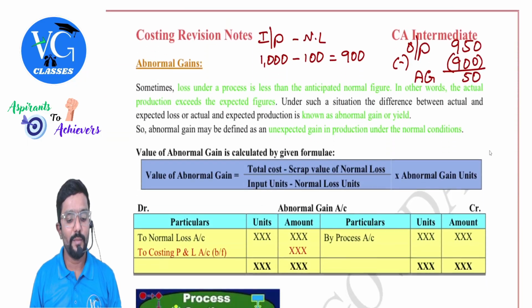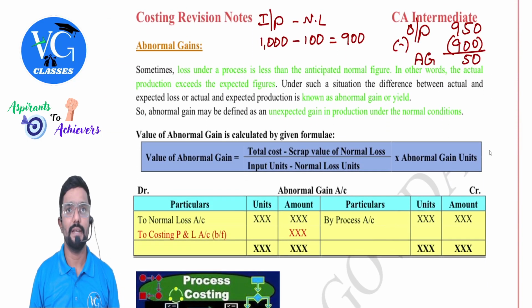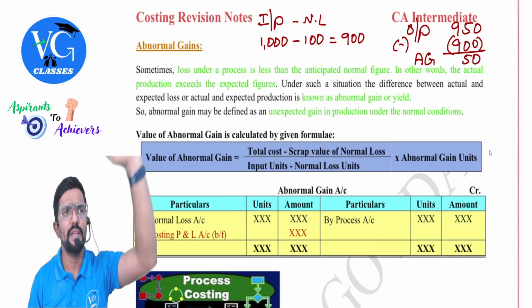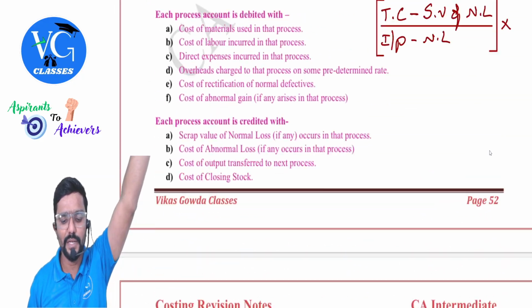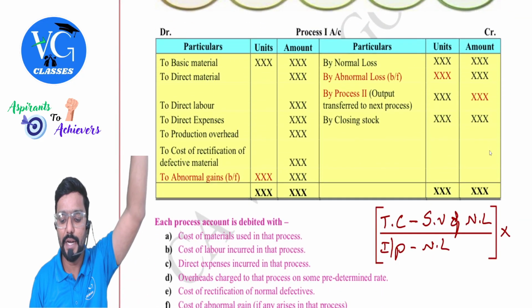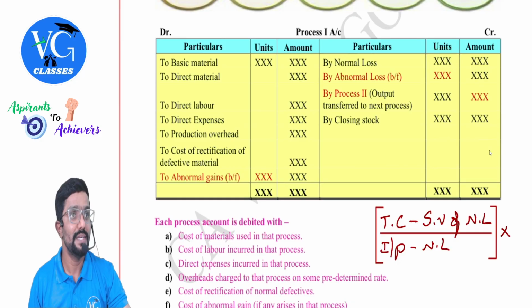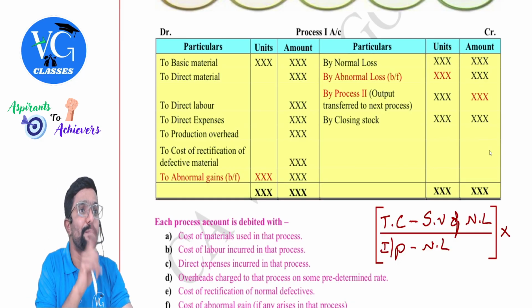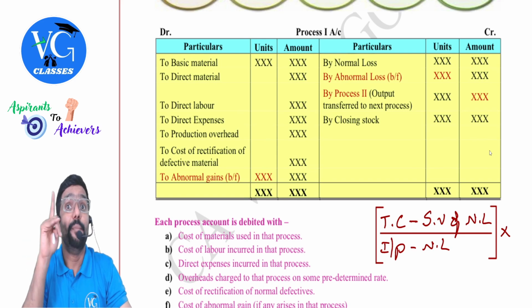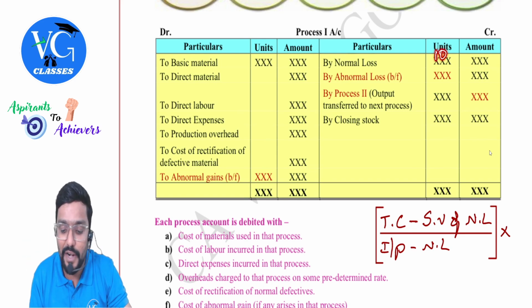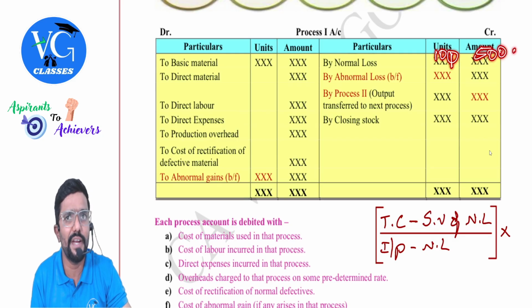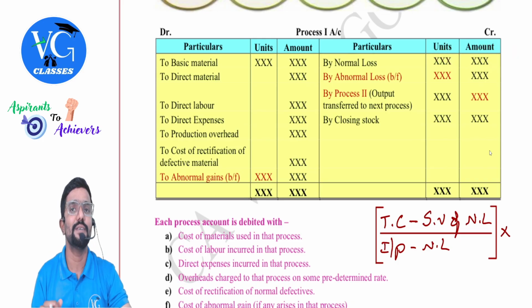Next, sir, if not abnormal loss, I can get abnormal gain. What is abnormal gain? Guys, listen. Logically, you learn. Simple. Sir, I expected 100 units to be normal loss. Would I have expected this at the beginning of the year or at the end of the year? Beginning of the year. I would have already recorded this at the beginning of the year. I have recorded the scrap value, assume 5 rupees per unit, 500. Already I have recorded.